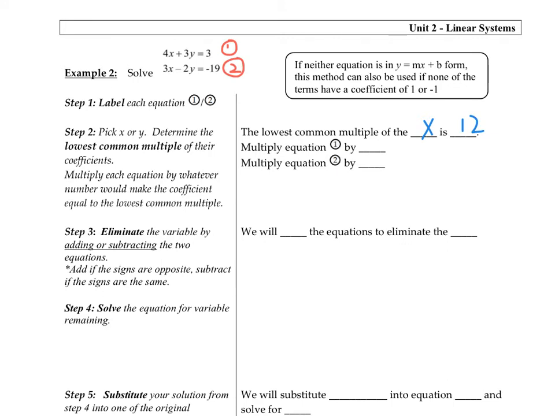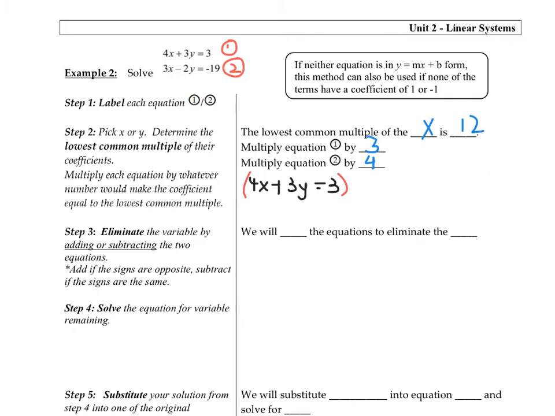You want to find a number that I can multiply 4 by something to get 12, and I can multiply 3 by something to get 12. So for equation 1, I have to multiply 4x by 3 to get 12, and for the second one, I have to multiply 3x by 4 to get 12. And again, you're going to multiply the entire equation by these numbers. So I'm going to write it a little longer. I'm going to write my original equation first. This is how I usually show it.